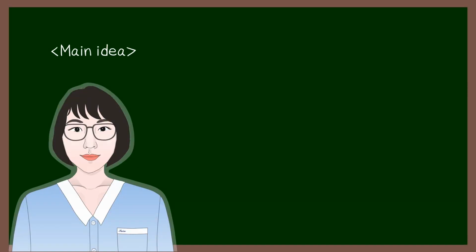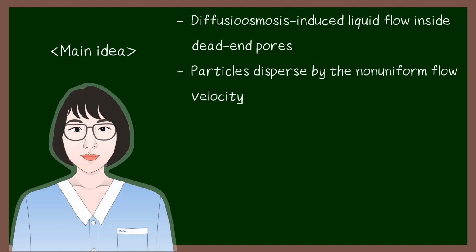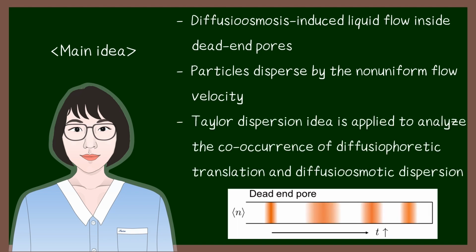The main storyline of the work is about obtaining an appropriate one-dimensional equation that can describe the distribution of a particle patch undergoing diffusiophoretic translation and diffusioosmotic dispersion. We focus on the diffusioosmotically induced liquid flow in dead-end pores under a salt gradient and apply the tailored dispersion idea to include the effect of flow-driven dispersion in the effective diffusivity of a particle patch.